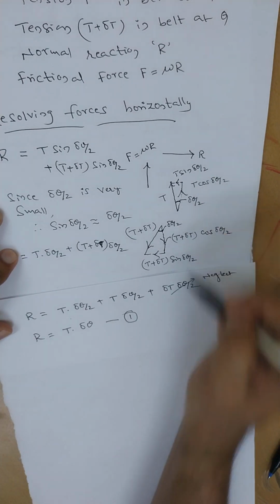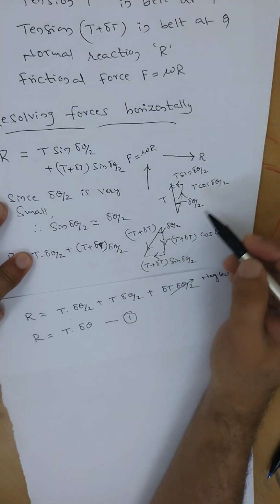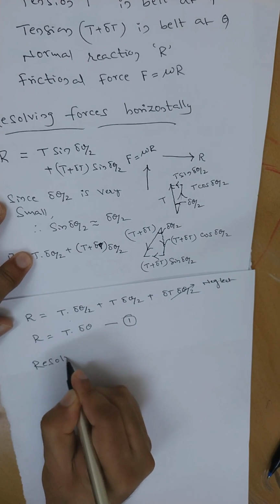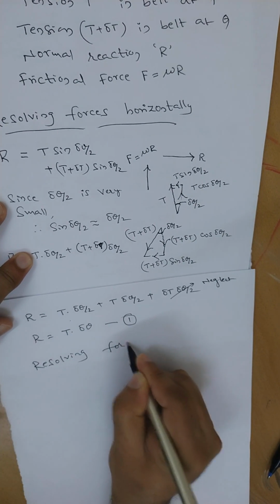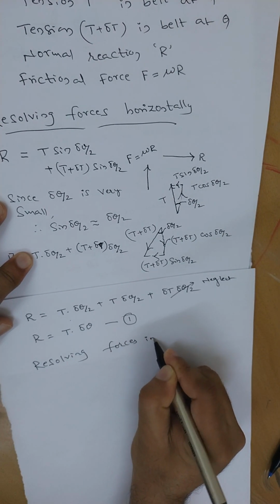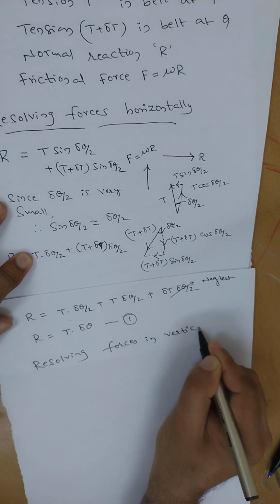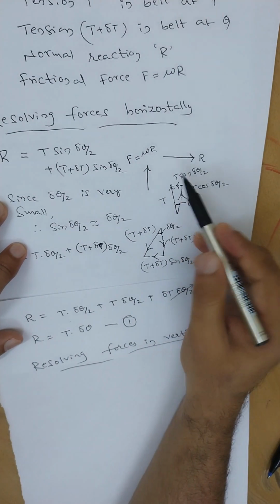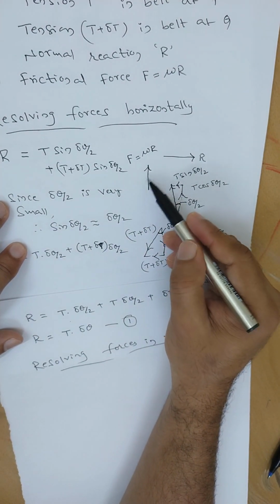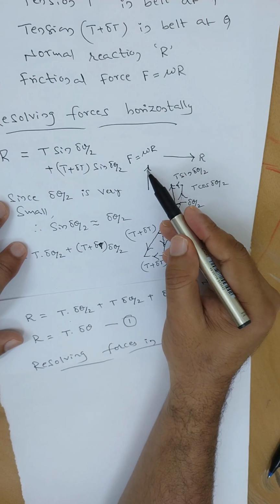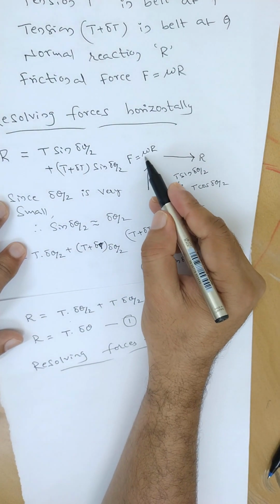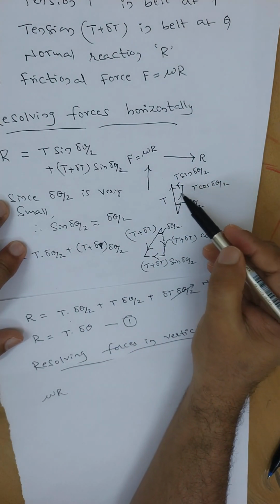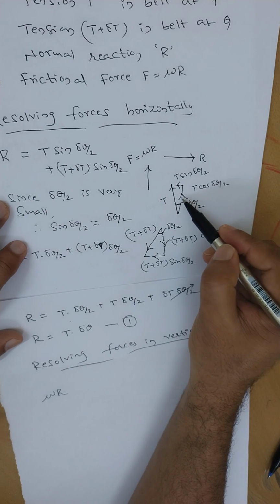Now what is the next condition for equilibrium? Resolve the forces into vertical components. Now resolving forces vertically. Now come again here. What are the vertical forces? First we'll go to the upside forces. This is F, that is μR. I'll directly write F equal to μR. This is upside. Any other upper side forces? One here is there, right?